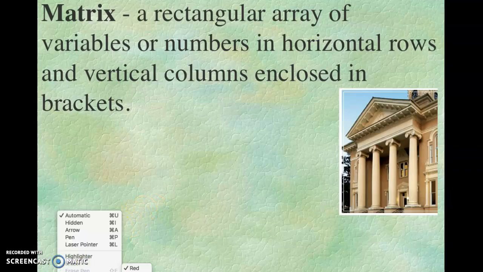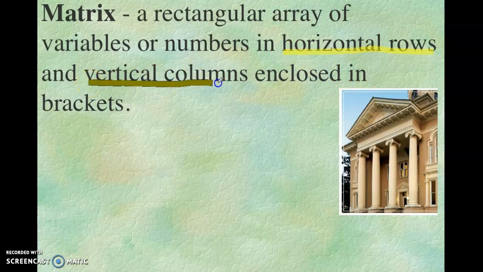A matrix is a rectangular array, and what we have to remember here is that the rows are horizontal and the columns are vertical, and that's what this picture over here is to help us remember. These support things right here are called columns, and they always go up and down. So if you can remember that, the columns are always going up and down, and rows have to go left and right.